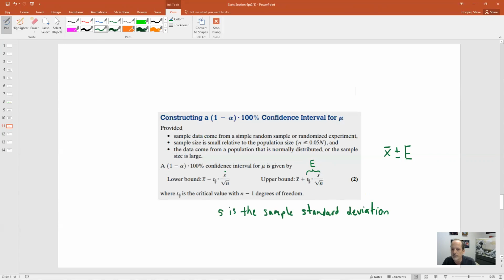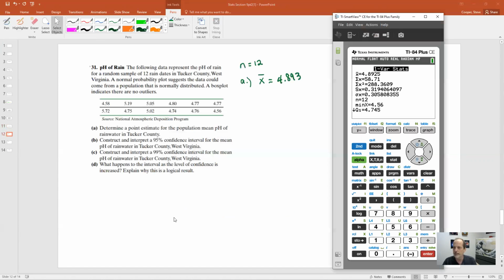Okay, so we're going to plug the S in. Going back to our calculator, that's the nice thing about using this. Remember that since it came from a sample, we need to use S sub X and not sigma. So our sample standard deviation, we're going to say is 0.319.